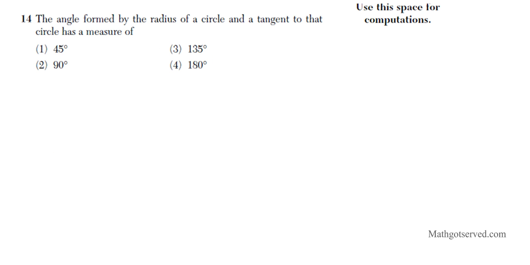All right, let's move on to question 14. It says the angle formed by the radius of a circle and the tangent to that circle has a measure of. Now, this reminds me of one of the theorems for circles and tangent lines. If you have a circle and a radius, a line. Let me draw this again. Let me draw my radius first. Okay, so there goes my radius, and then my circle.